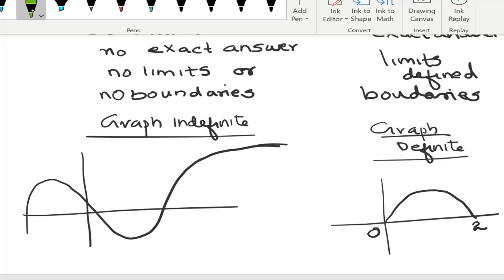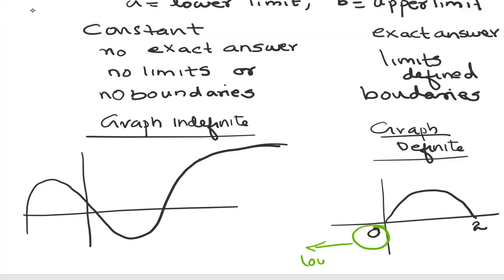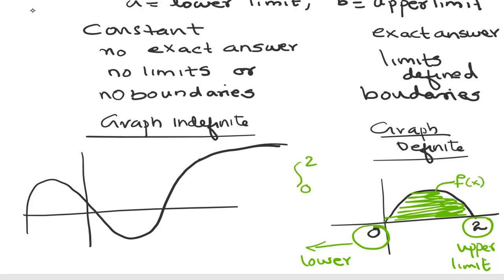Like for this question, 0 will be the lower limit, 2 will be the upper limit, and this is the enclosed region over here. So for this question we can write integral 0 to 2 f of x dx for a definite integral. Whereas for an indefinite integral we cannot write limits like 0 to 10, we can write only integral f of x dx. There will not be any limits. So that's the main difference between a definite and indefinite integral.